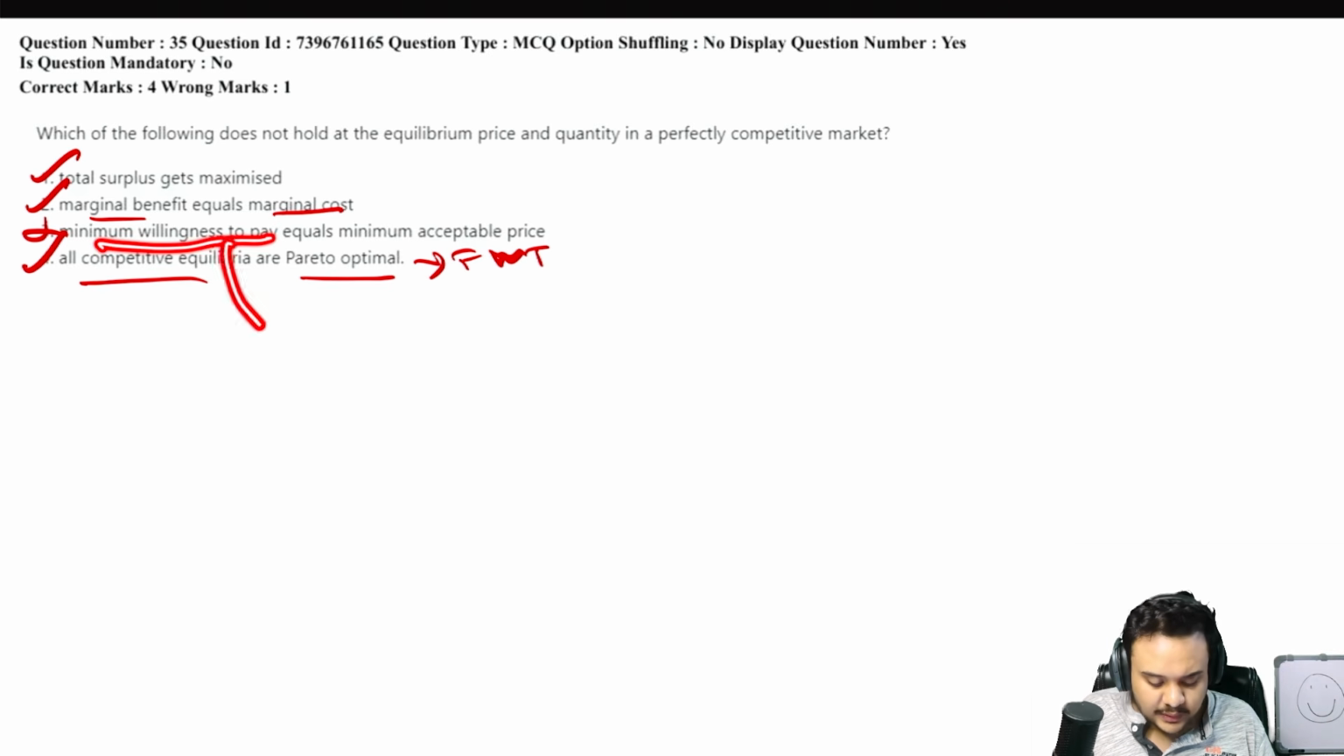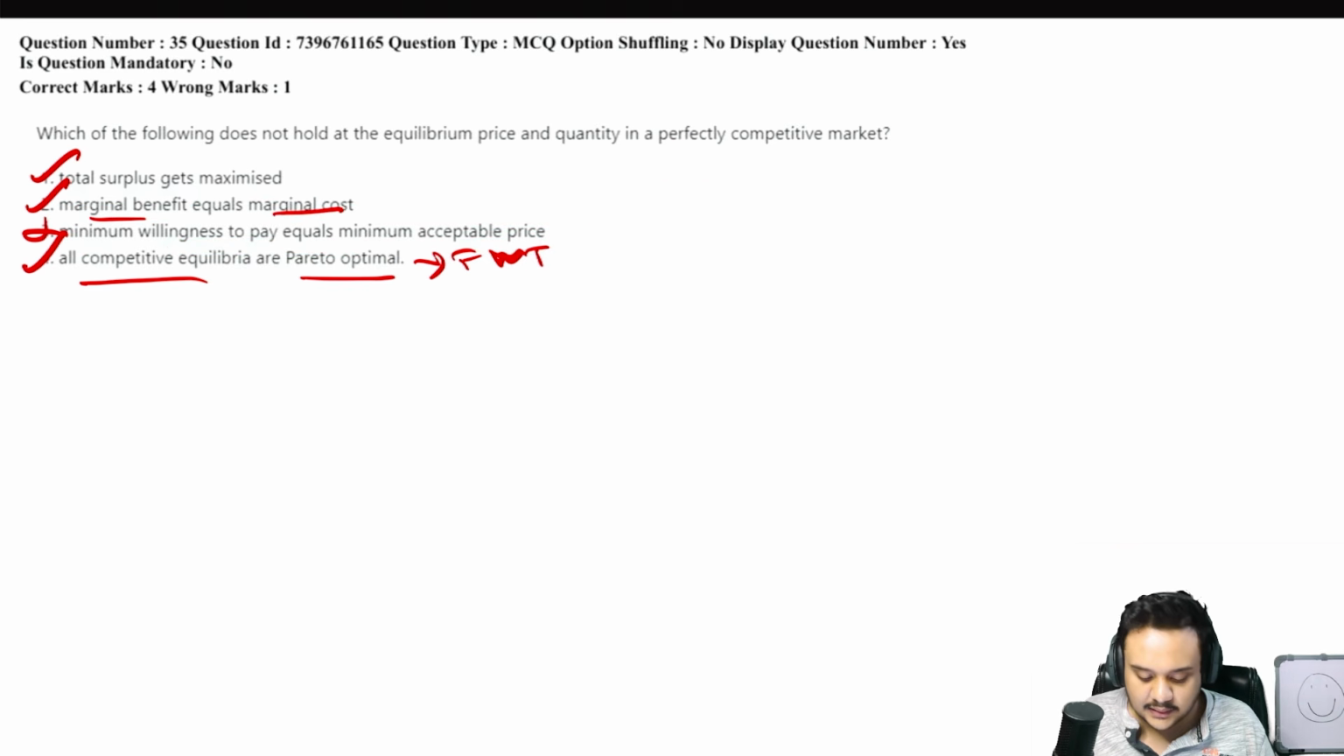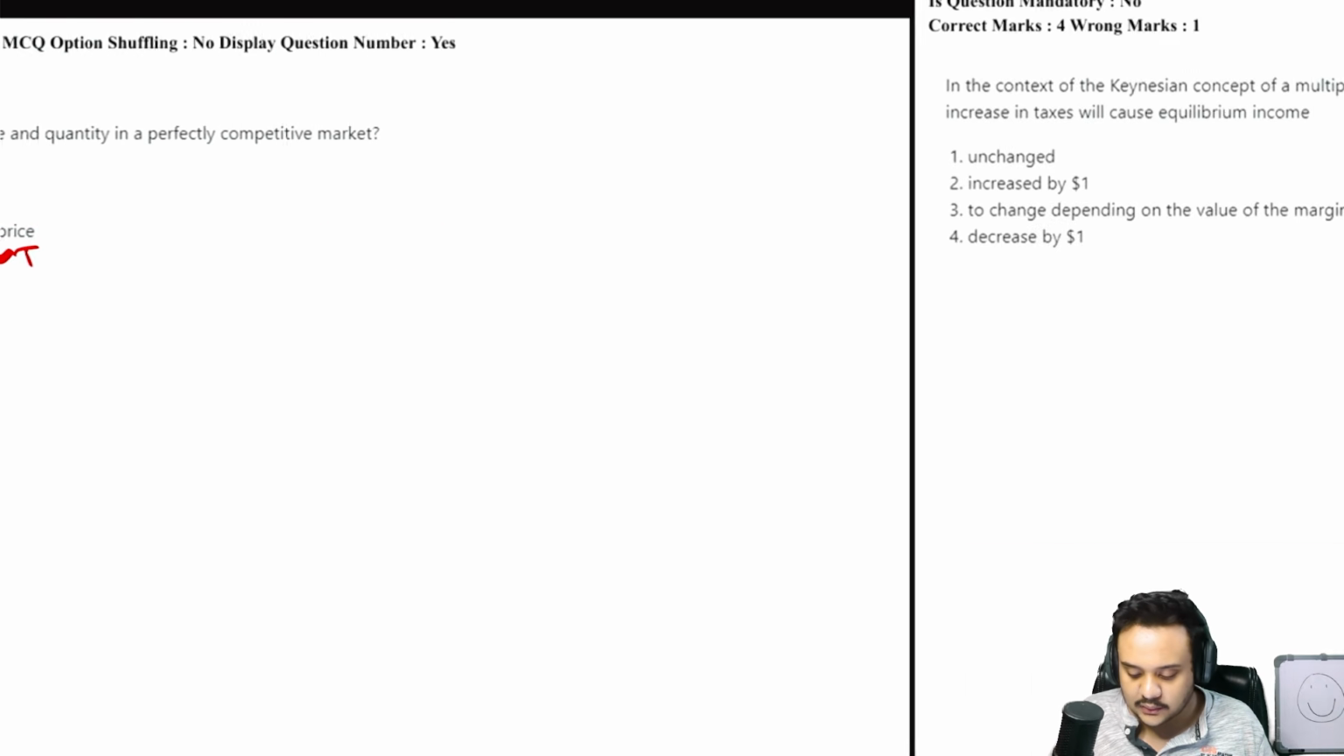Minimum willingness to pay is basically the lowest intercept, or the lowest point of the demand curve, right? Similarly, minimum acceptable price is just the lowest price that the producer is willing to accept, and their being equal has nothing to do with anything in the perfectly competitive market. So that is not true at all. So let us move on.